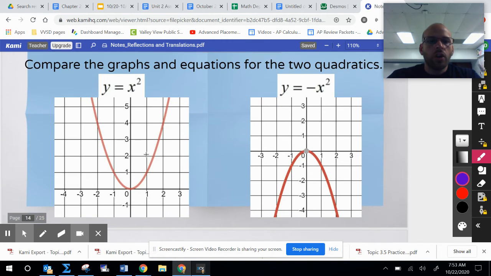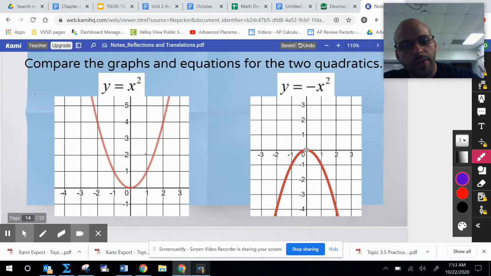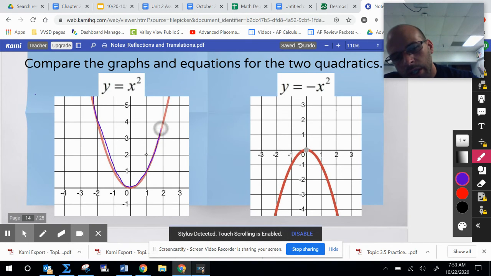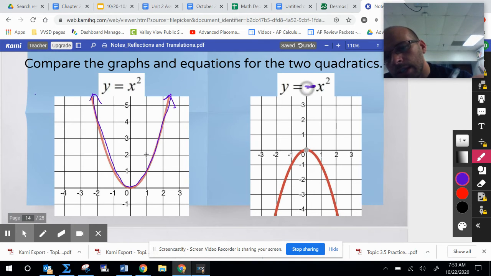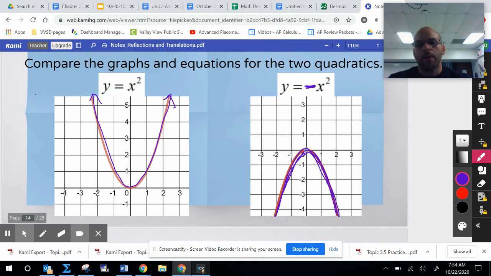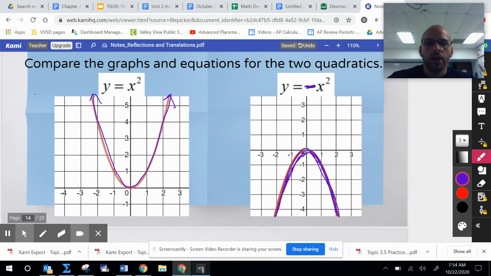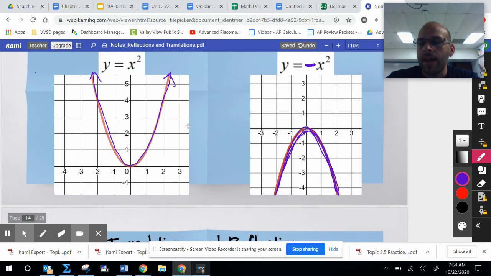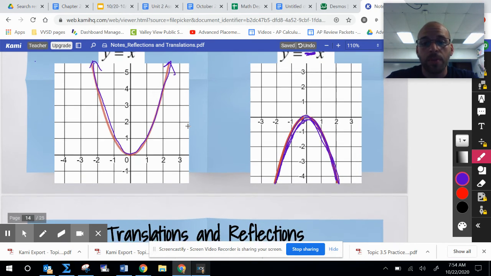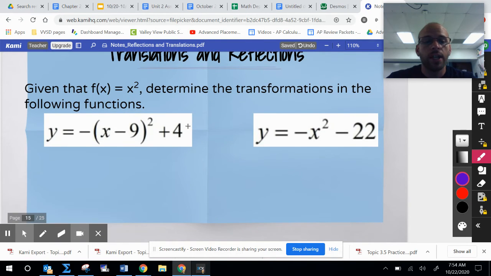There we go. Okay, so if you compare these graphs, I have the basic, the original, if you will, is just normal. But when I put a negative out front, it takes that graph and reflects it over the x-axis. It's kind of like I'm going to take my piece of paper and fold it over on the x-axis, and that's going to give me a new graph, and that graph will be concave down, right? So whenever you have that negative out front, we get this added transformation. We get this reflection.